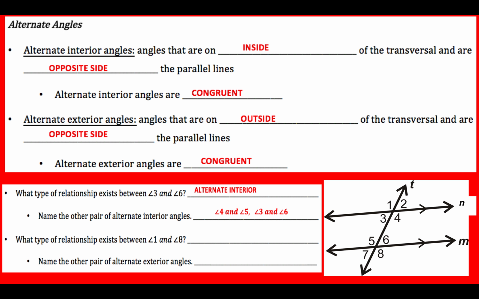Now we're going to see what relationship is between angle 1 and angle 8. Well, both angle 1 and angle 8 are exterior and they alternate whether they are on the left side or the right side of the transversal T. So it's officially alternate exterior angles. The other pair is 2 and 7. Again, 2 and 7 are on the exterior side of the parallel lines, and they alternate the sides of the transversal T.